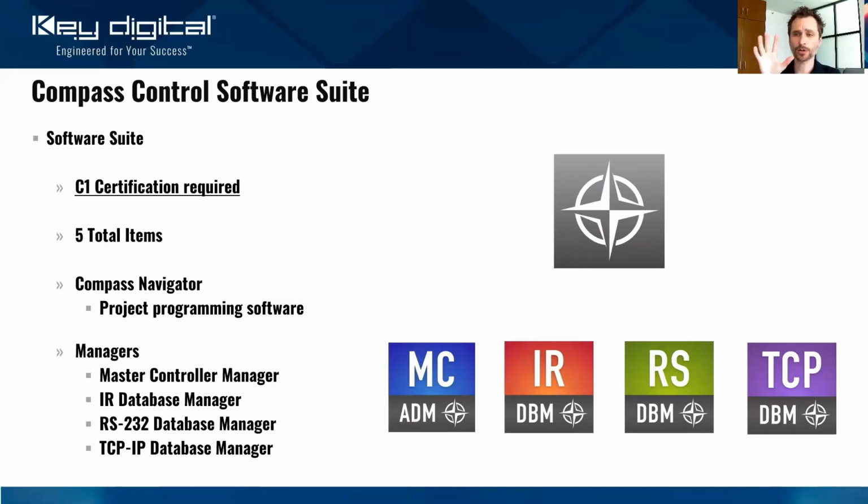There's going to be 5 total items inside. Compass Navigator is the programming software. That's where you make your projects. And then 4 managers that go along with it. The TCP/IP manager, RS-232 manager, and the IR database managers are where you can either create your own strings for IP and RS-232 control, where you can manage those. You can open existing and tweak them if you need.